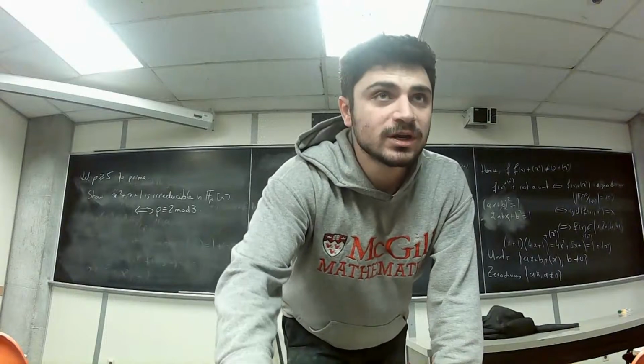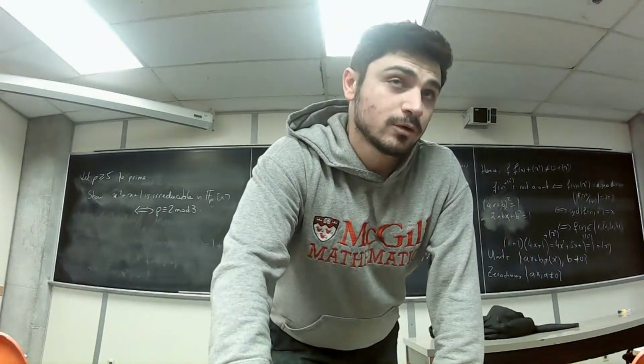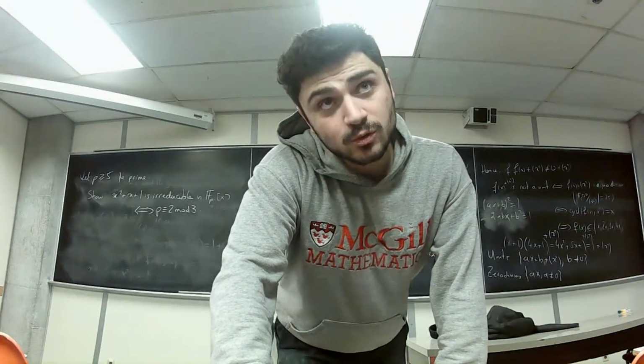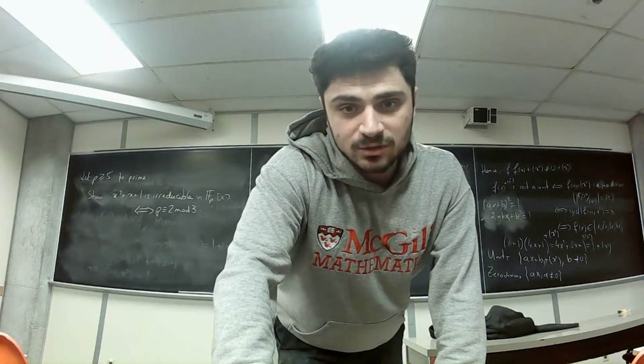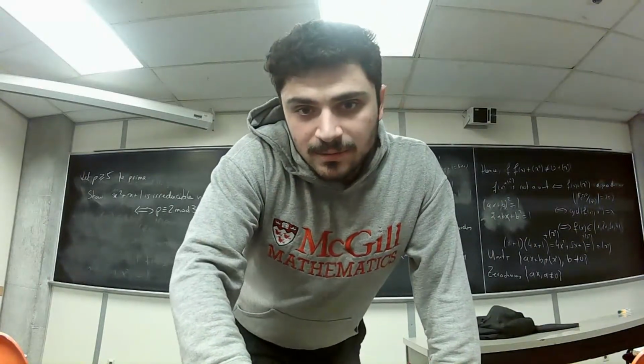2 has, so what is 2 squared? 2 squared is 4. Mod 5, minus 1. Squared again, you get 1. Right? So 2 has order 4 in the group of units.